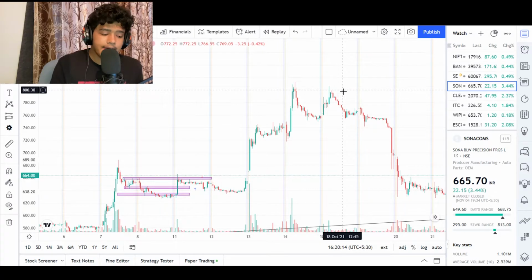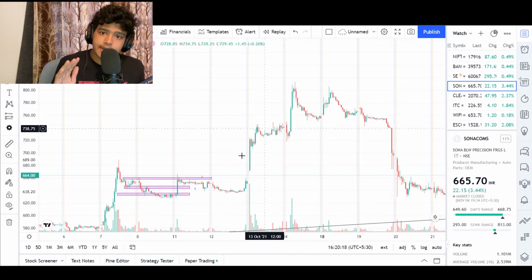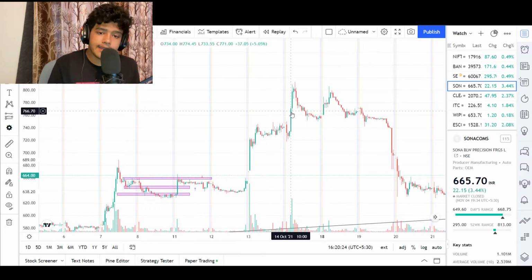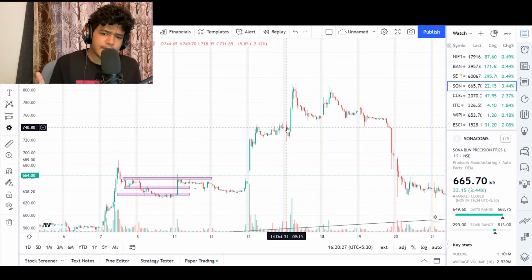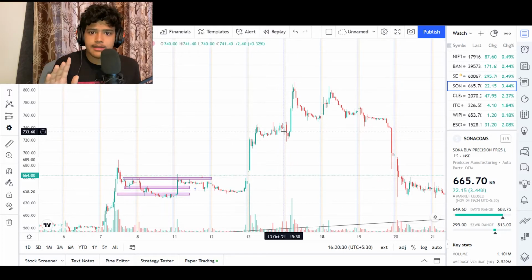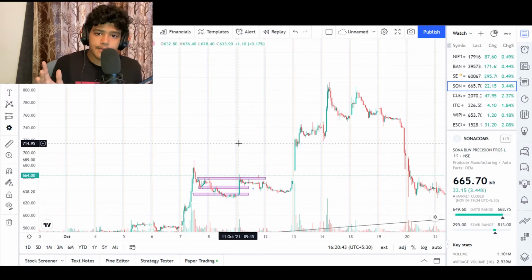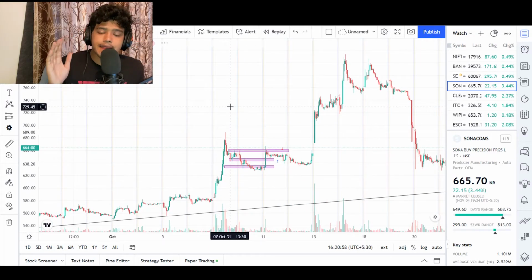So to be on the safer side, I rode this upper circuit. And the next day I exited around the 745, 730 to 740 range, achieving more than my target, and achieving a very big target in a very short span of time. Now there is obviously a little bit of an element of luck, because two upper circuits continuously, the probability of that happening is very less. It can happen, as it has happened here.